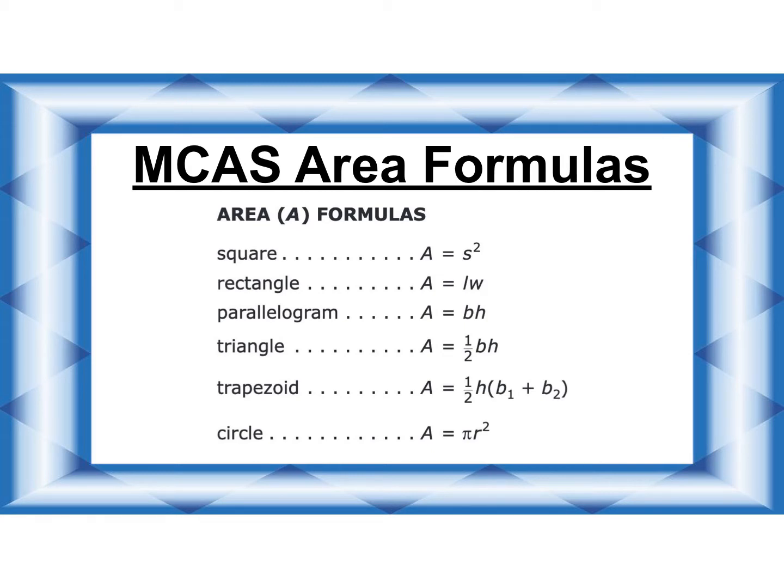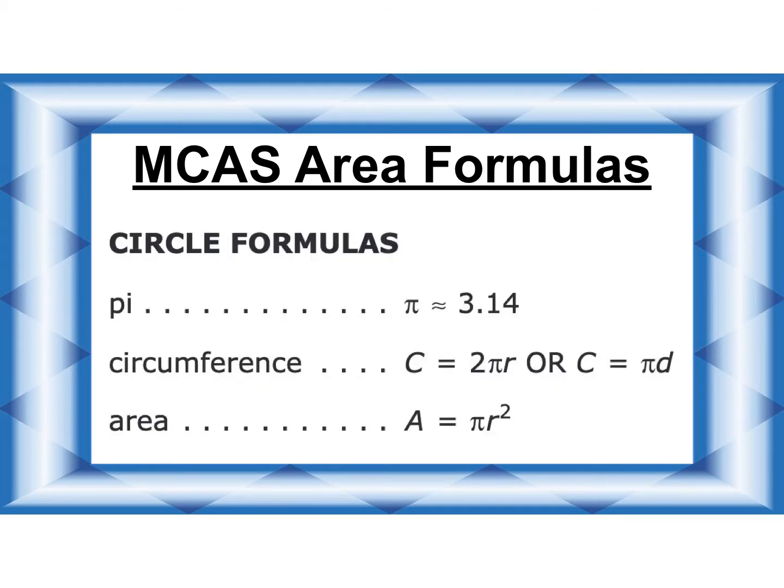So you can see we have the area formulas. For a square, it's S squared. For a rectangle, it's length times width, that's L times W. Parallelogram, B times H, base times height. Triangle is half of a rectangle, so it's 1/2 base times height. Trapezoid is 1/2 times the height times the bases added together. And this is the first time we're seeing a circle this year, so we've got area of a circle equals pi r squared.